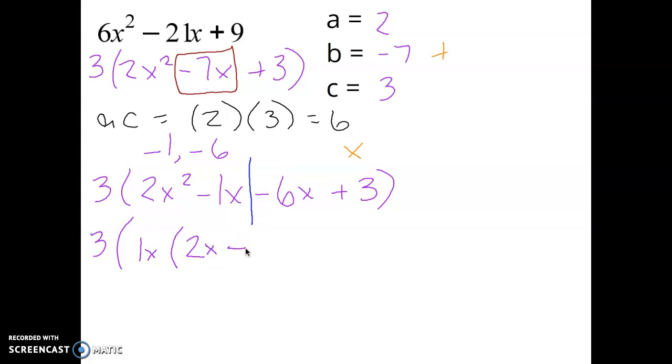All right, now let's divide this one. Negative 1 divided by 1 is negative 1. X to the first, 1 minus 1 is 0, so there's no x.